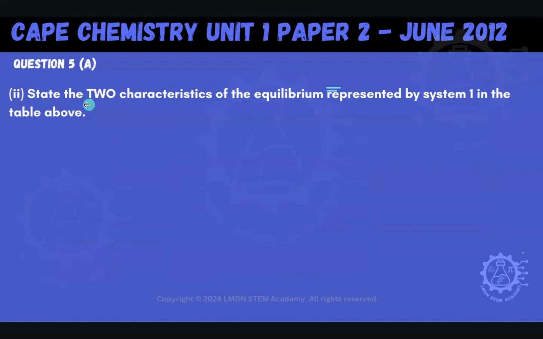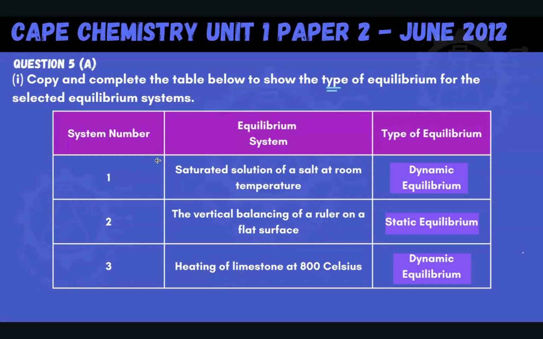It says, state the two characteristics of the equilibrium represented by system 1 in the table above. So remember, in system 1, what did we have again? We have that saturated solution of a salt at room temperature, which is the same as around 298 Kelvin, right? And so that describes this equilibrium constant that we know as Ksp, right? So they're describing a Ksp situation here.